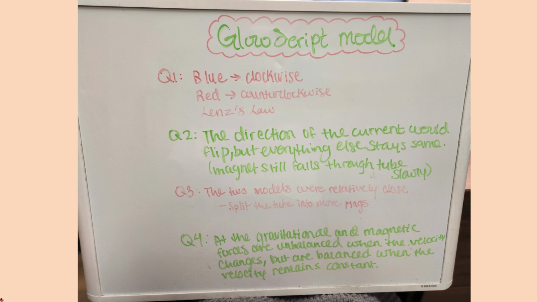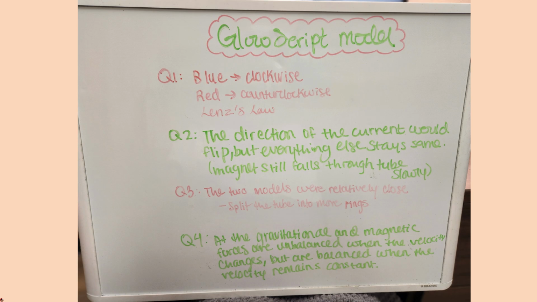Which color corresponds to clockwise current as viewed from above, and which counterclockwise, and how can you know? Blue is clockwise, red is counterclockwise, and I know using Lenz's law. What happens to the dynamics of the system when you flip the magnet around? It changes the direction of the current, but everything else stays the same. The magnet still falls through the tube relatively slowly.